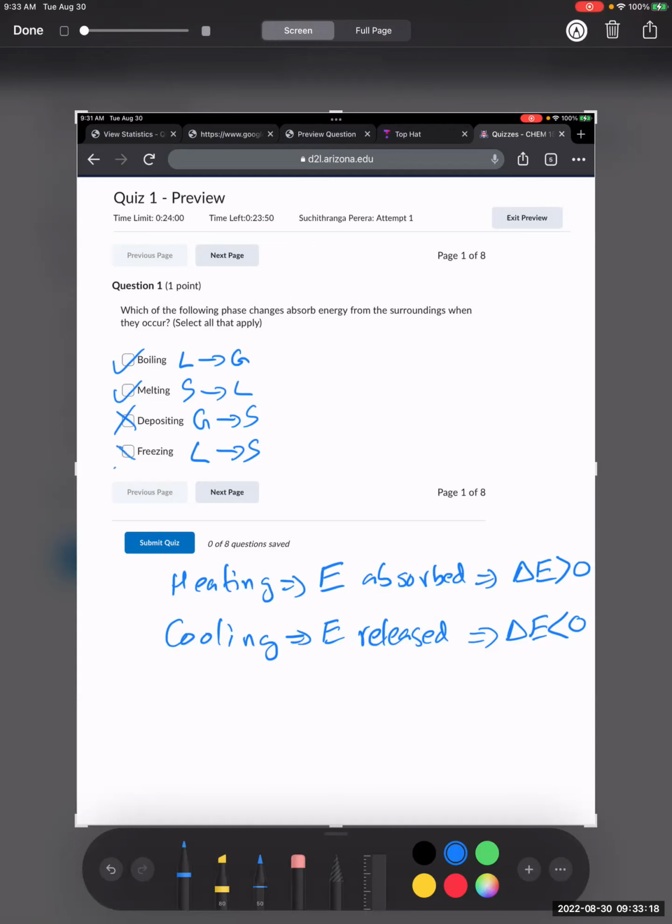One thing to keep in mind, at this point we haven't talked about this in class yet. What is happening here is the energy absorbed or released as potential energy during the phase transitions, and that's why the temperature remains constant. We will talk about that a bit later. Anyway, the correct answers are boiling and melting.